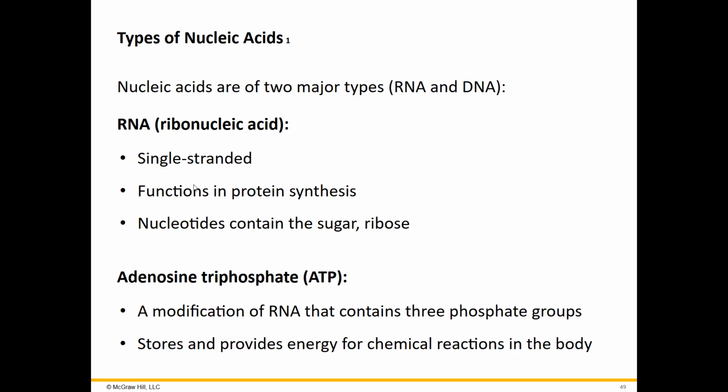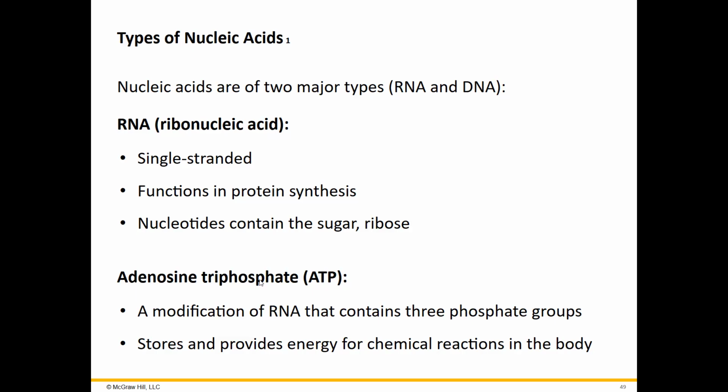It is single-stranded, and what does it do? It creates proteins. RNA is the genetic coding for protein. RNA is used to create protein in the body, okay? So when we ingest our food, we break down food into amino acids. Amino acids are the component parts of proteins. Nucleotides called RNA come along and they take those amino acids and they turn them into protein. They are the codes for how to assemble those amino acids into protein. They are single-stranded.